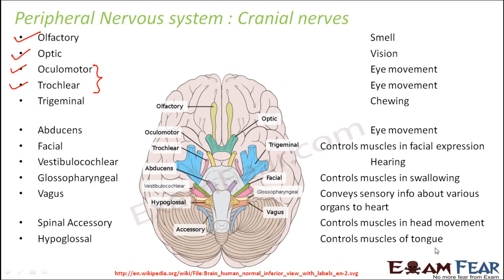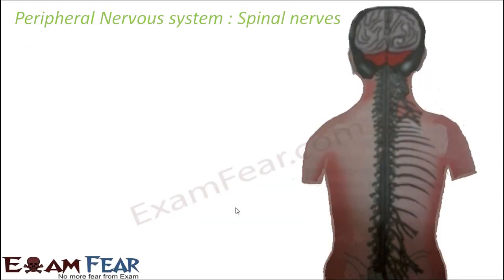So if you see the movement, any movement which takes place in your head region, whether it is movement of the eyes, movement of the tongue, movement related to swallowing, hearing, or anything like that, they are all taken care of by the cranial nerves. So looking at this picture, you can actually see where they are located in our skull.